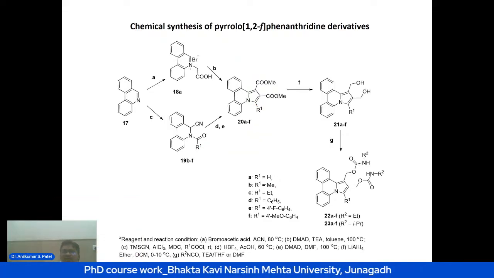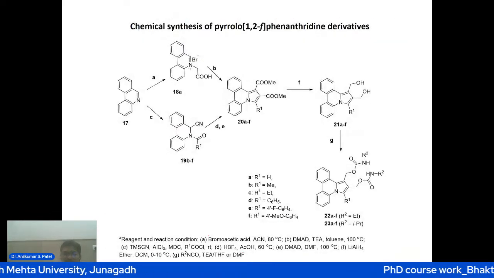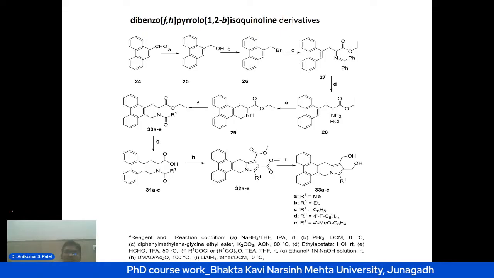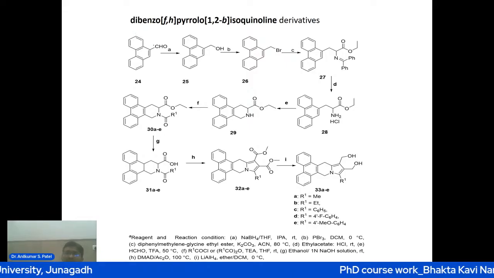Now, this is the class 1 compound. Here we have reported class 1 and class 2. So this is the route for class 1. Now, we have taken a different chemistry for class 2. These class 2 compounds we have designed require very good chemistry.